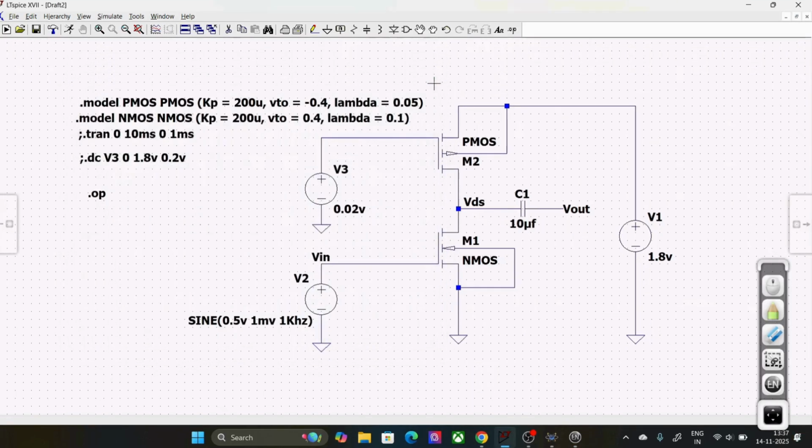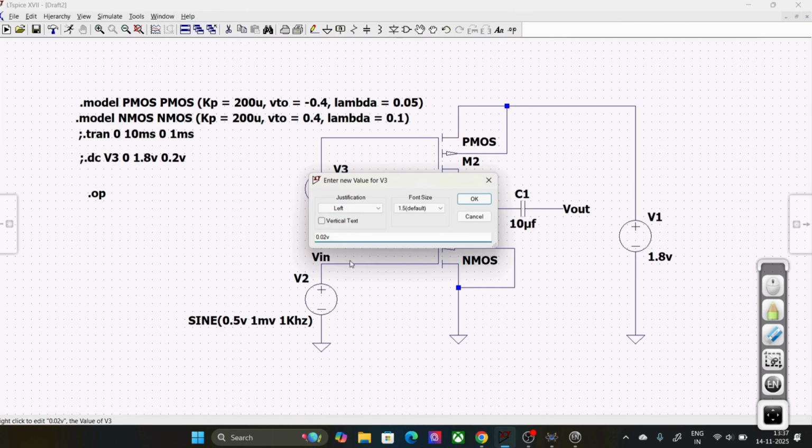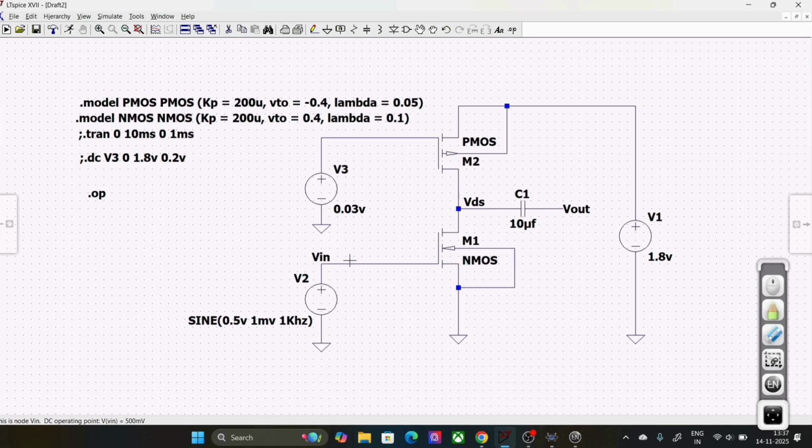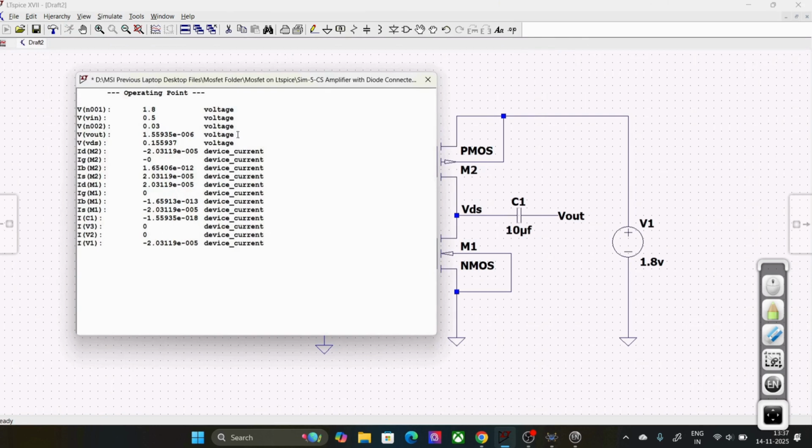So I'll just cut this, and I'll just increase the value of V bias voltage. Let's say from 0.02 volts, I'm increasing it to 0.03 volts. Let's check the value for VDS. Let me just run it, and the value for VDS, it pans out to be how much? 0.15, right? So you see the VDS decreases, right?